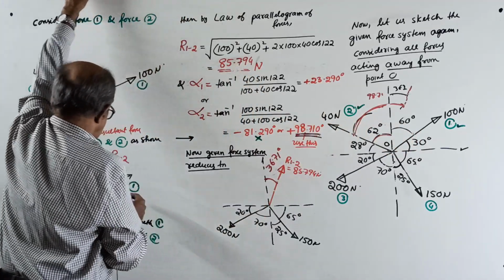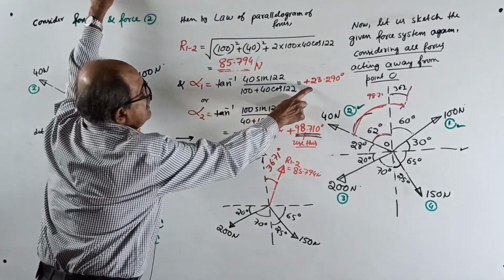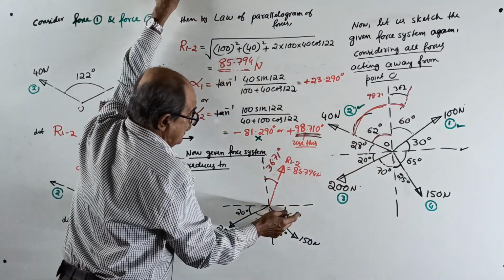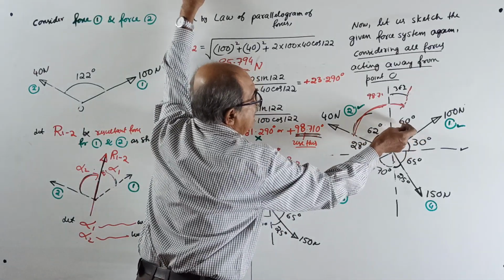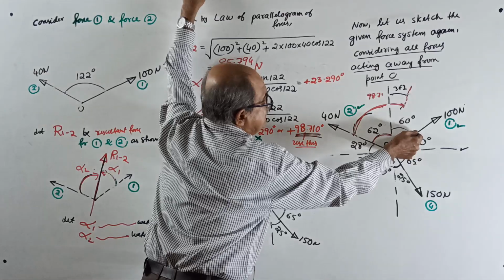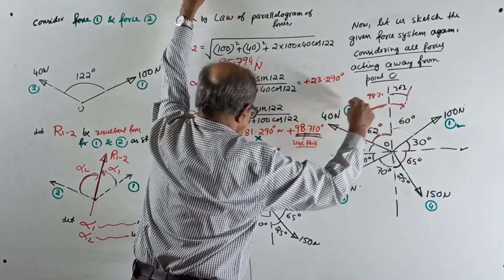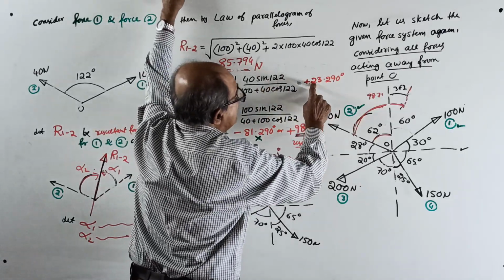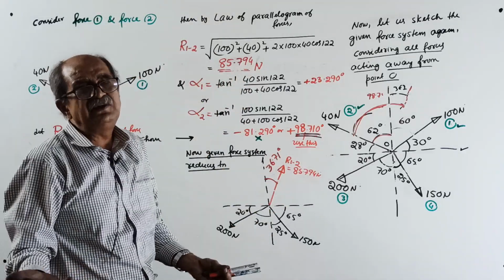Okay, but the resultant is only alpha 1. What is alpha 1? 23.29. So you can do one thing. See, from this force it is 60 degrees up to vertical, this YY. But the resultant from here is only 23.29. From 60, subtract 23.29, you get this angle. Whatever way you can do.